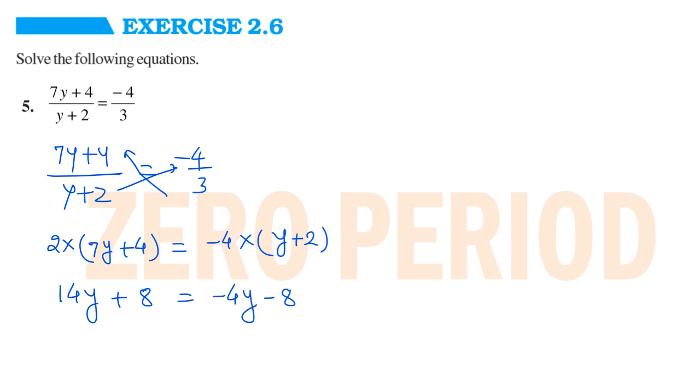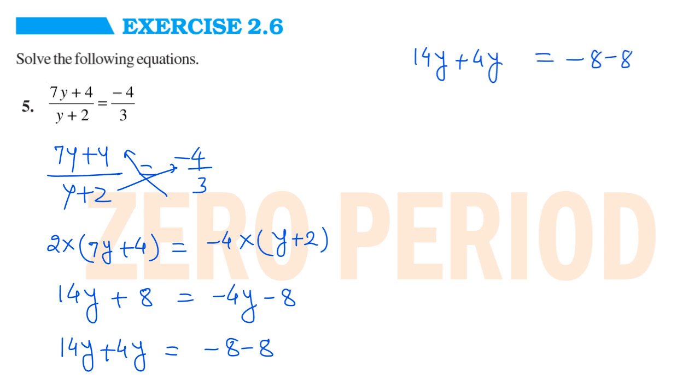The next one is 14y plus 4y is equal to -8 -8. I just transpose the terms only. 14y and 4y, I want to repeat this step again, and it will be -8 -8. This will be 18y, and this is -16. So y is equal to -16 upon 18.